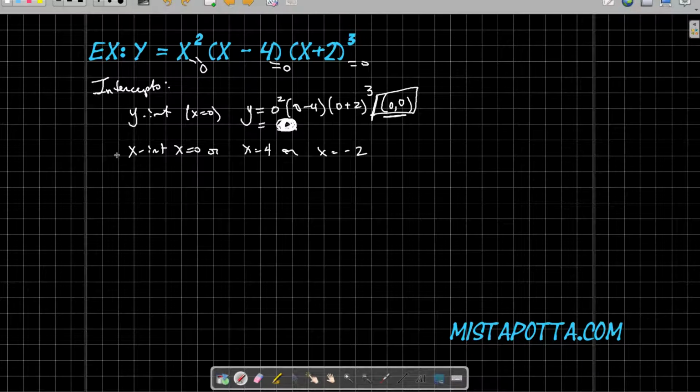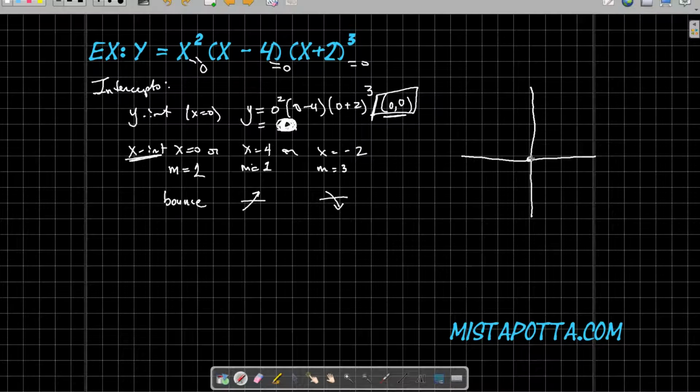But again, remember, it's not just what the values are, but we also need the multiplicity. Notice this x squared equals 0 has a multiplicity of 2, which means this has to be a bounce. Whereas both of these have multiplicities that are odd, a multiplicity of 1 or a multiplicity of 3, and so these are going to end up passing through that point, whichever one it is. So we've identified our solutions, our roots. And I know that I have to have a root at 0 and at 4 and at negative 2. So there's one at 0, one at 4, and one at negative 2.